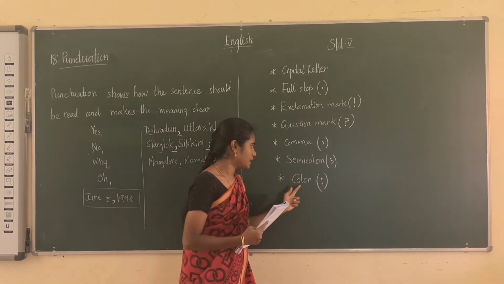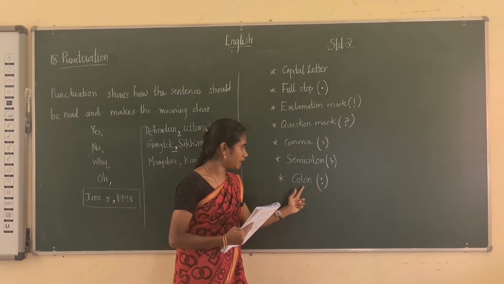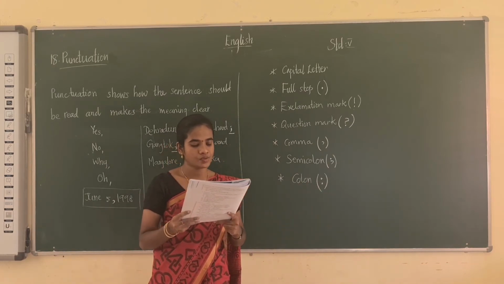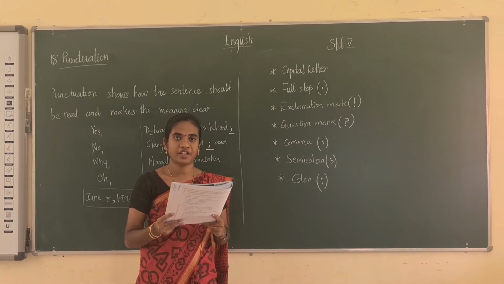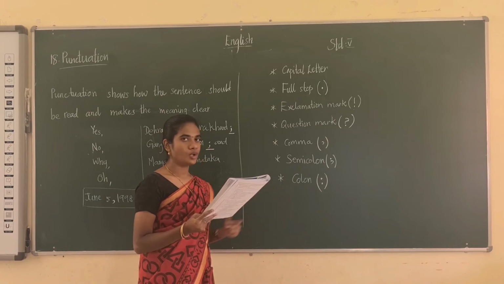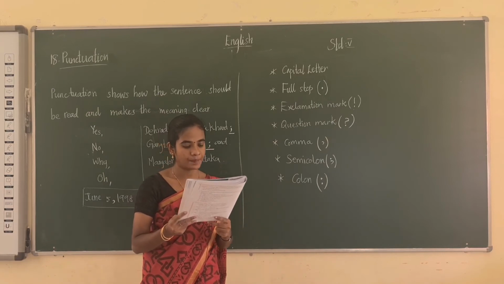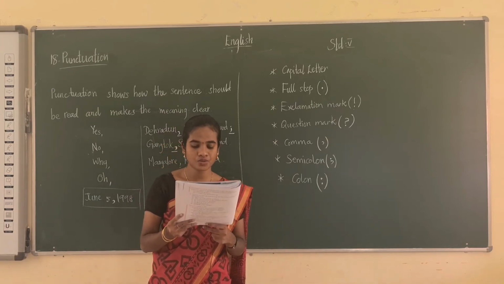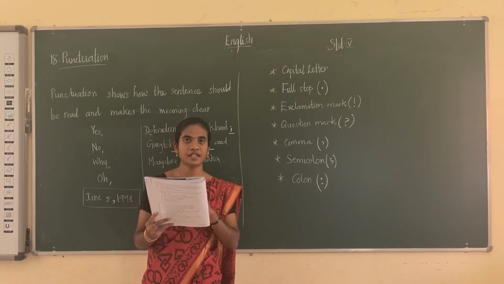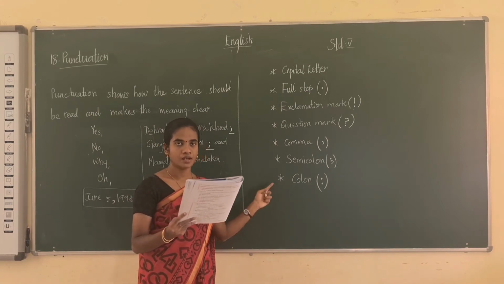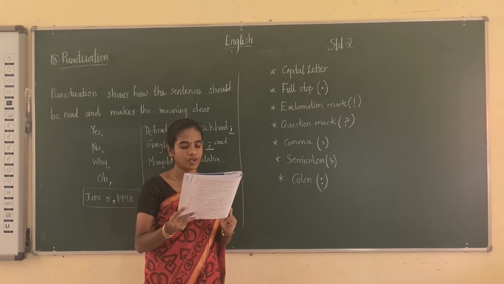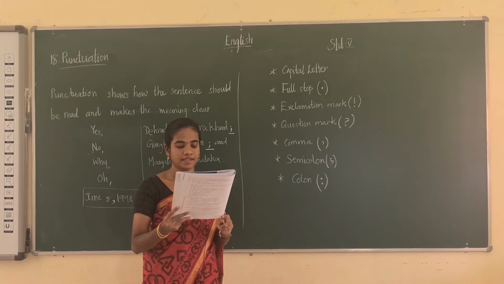The next punctuation mark is the colon. See here, this is the symbol of the colon. A colon is used to introduce an item or a list of items. If you want to introduce an item or a list of items, you have to use the colon. See, for example, he needs an organizer to note down the following. Here they have given a list of items. So before the list of items, you have to put a colon. What is the list they have given? Daily expenditure, important dates, and bank transaction details.